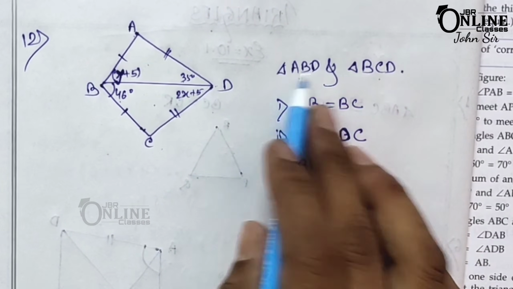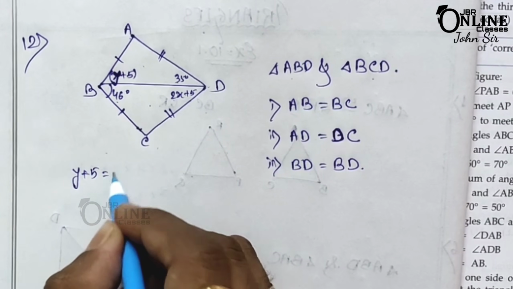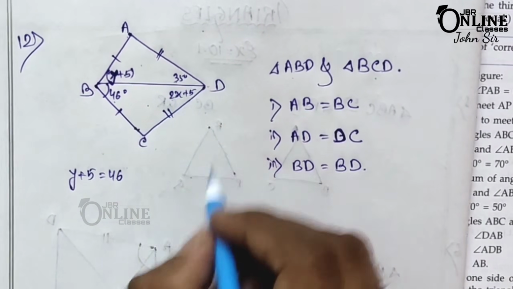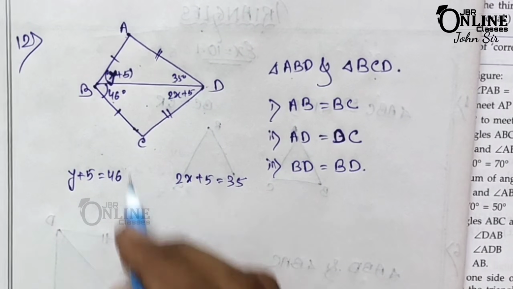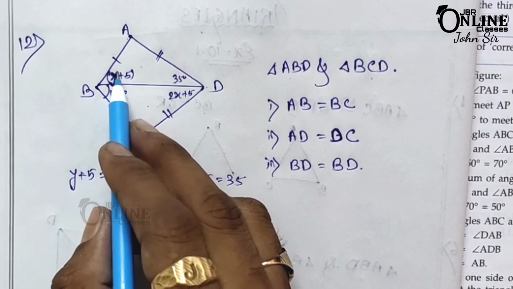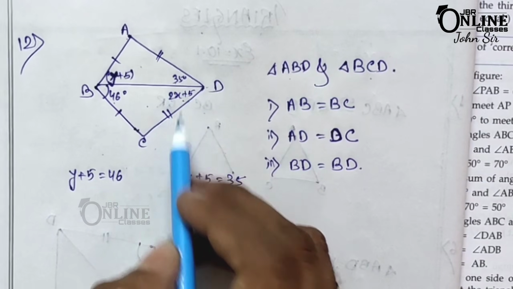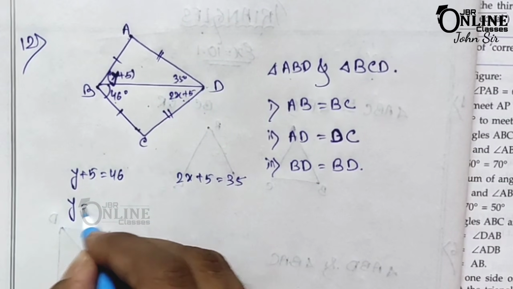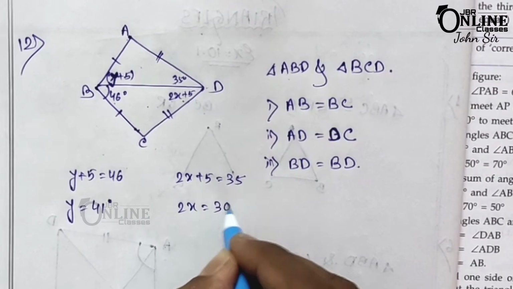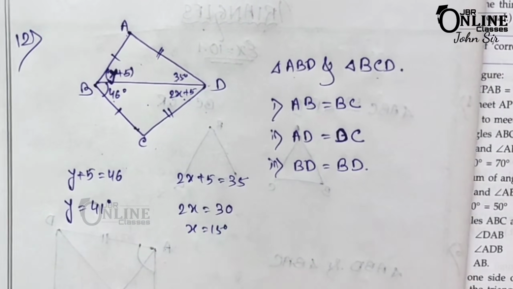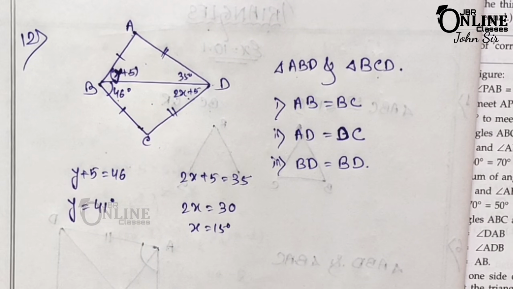That means these two triangles are congruent. Now if these two triangles are congruent, this one equals this one, that means y plus 5 equals 46, and this one equals this one, so 2x plus 5 equals 35. These angles are equal by CPCT. So y equals 46 minus 5, it's 41 degrees, and 2x equals 30, so x equals 15 degrees. So the value of x equals 15 and the value of y equals 41.